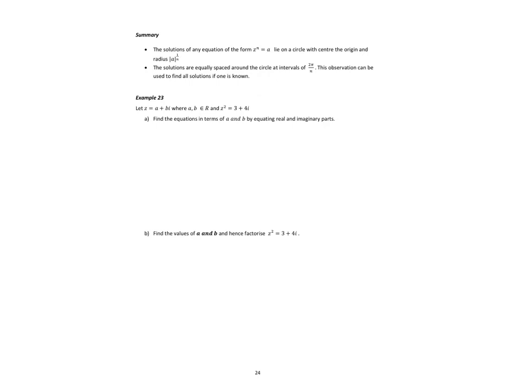So if I want to use a factored process, if z is equal to a plus bi, z squared is equal to a plus bi squared. So z squared is equal to a squared plus 2abi plus b squared i squared. So z squared is equal to a squared minus b squared, which is the real component, plus 2ab, the imaginary component. That's got to be equal to 3 plus 4i.